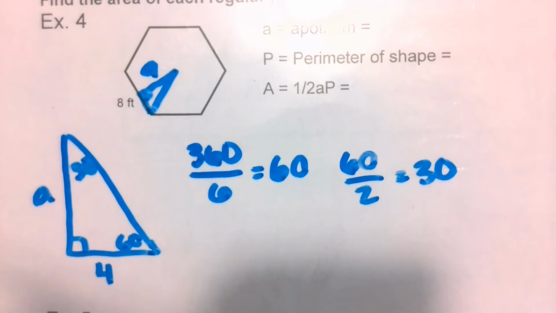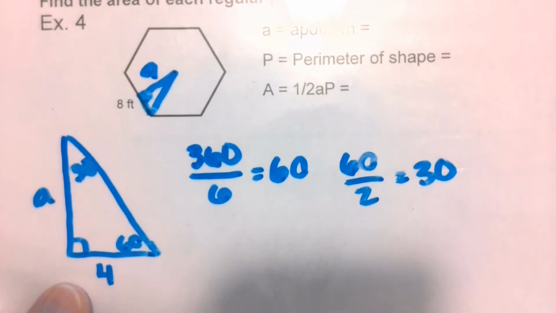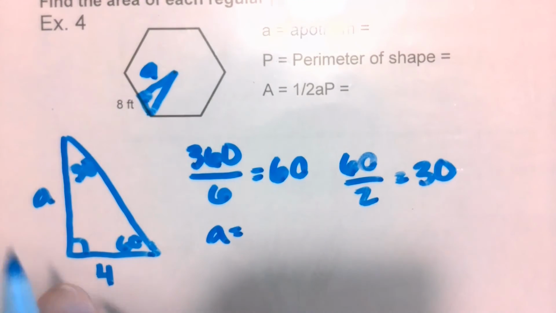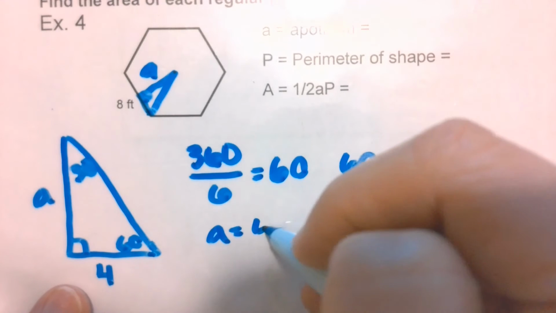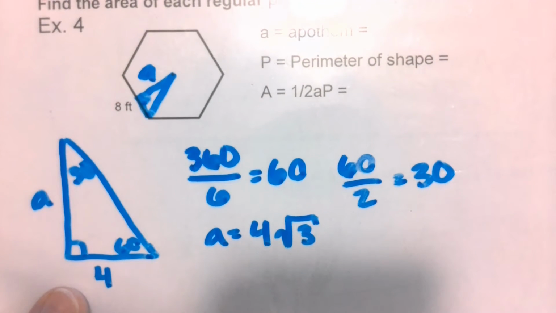If we remember how to go from short leg to long leg, I could just use my shortcut for this. So I'll show you both ways. If I remember the shortcut, then that tells me from short leg to long leg that I multiply by radical 3. So I would just automatically know that my apothem is 4 radical 3, and then I can work the rest of the problem.